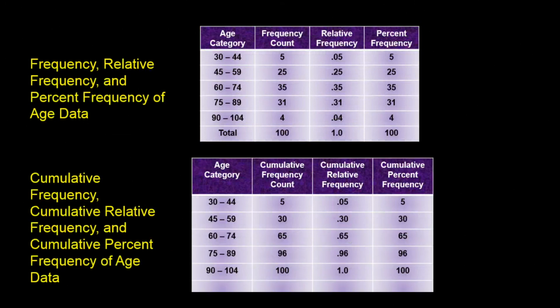Here is a comparison of the two tables we created. The top table shows the frequency, relative frequency, and percent frequencies for the age data. The bottom table shows all of these as cumulative distributions: cumulative frequency, cumulative relative frequency, and cumulative percent frequency distributions of the age data.